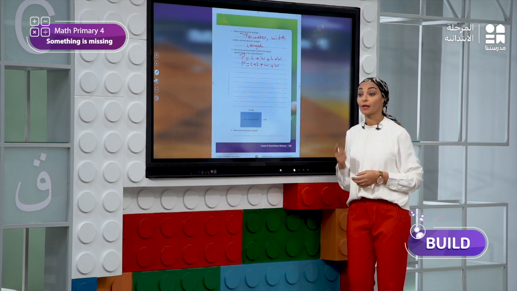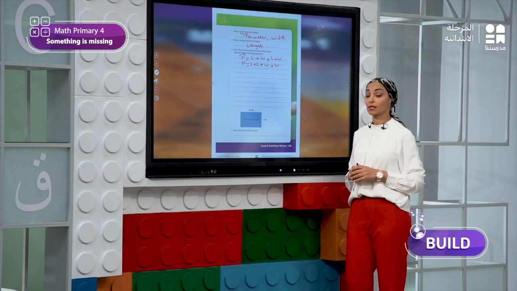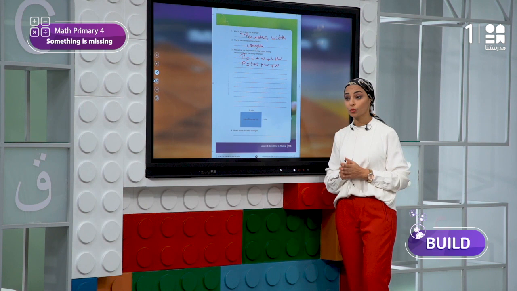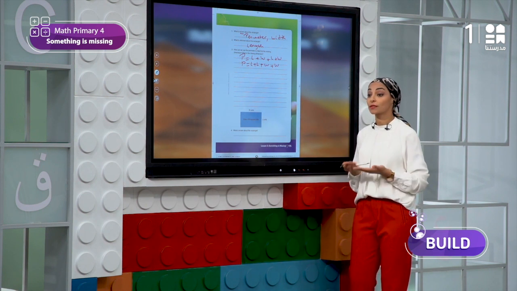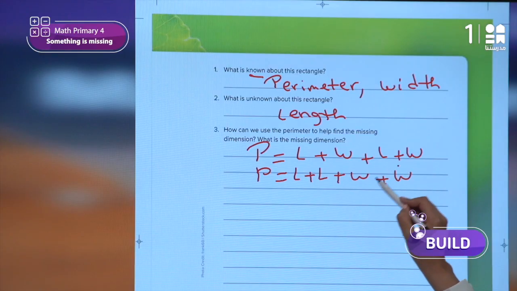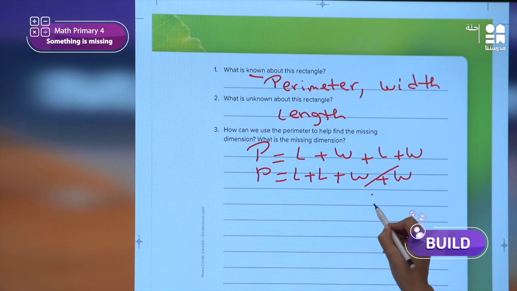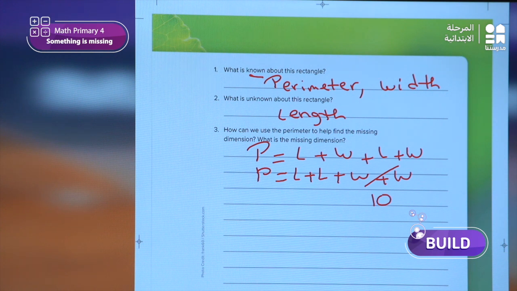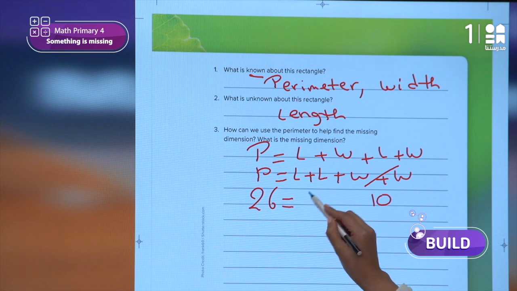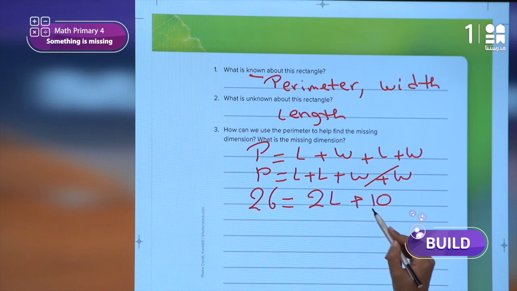Well, how much is the width? Yes, the width is 5 units. So the opposite width, he gave me one width as 5, so the other width is also 5. The sum of the 2 widths is what? Yes, it is 10 units. So instead of width plus width, I will write 5 plus 5, which is 10. Right? So now the perimeter equals what? Yes, the perimeter equals 26. He gave me the perimeter and the width. So now I have 26 equals 2 lengths plus 10. What is this 10? It is 5 plus 5.